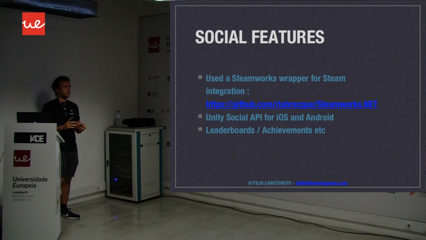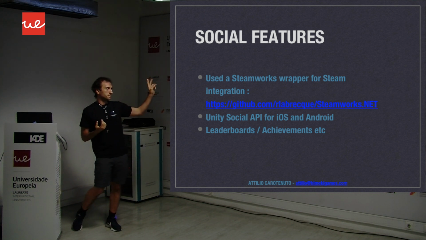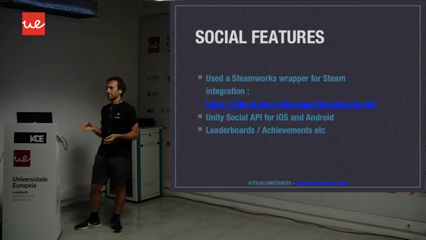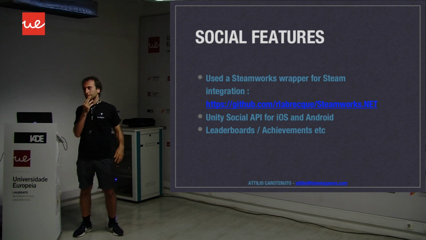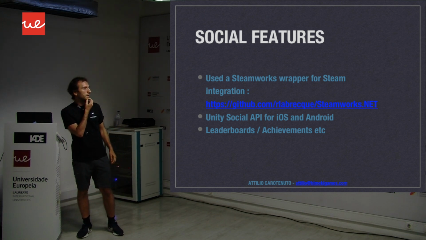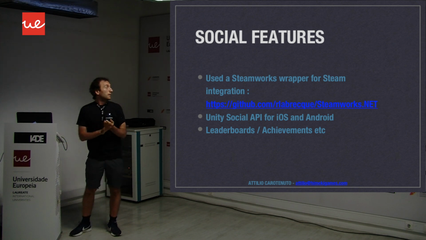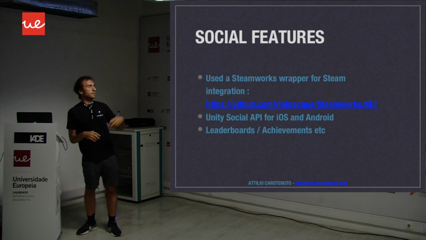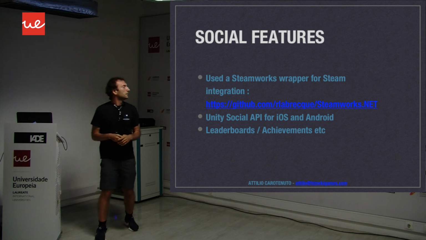And yeah, there are social features, so we have leaderboards and achievements. For Steam, Steam doesn't give you any kind of Unity plugin, it's all C++, so there is a wrapper there that you can use. It's pretty good. And we also have an iOS and Android version in the works. We just use the social API that's in Unity. For iOS and Android, you also need to add the jars, but yeah, it worked for us.